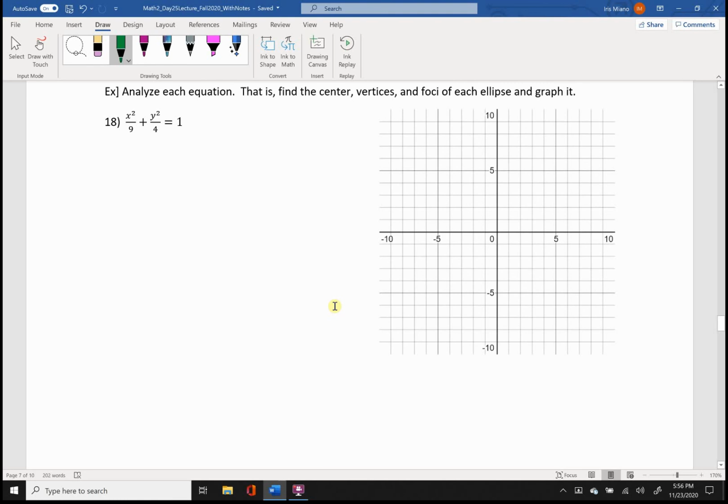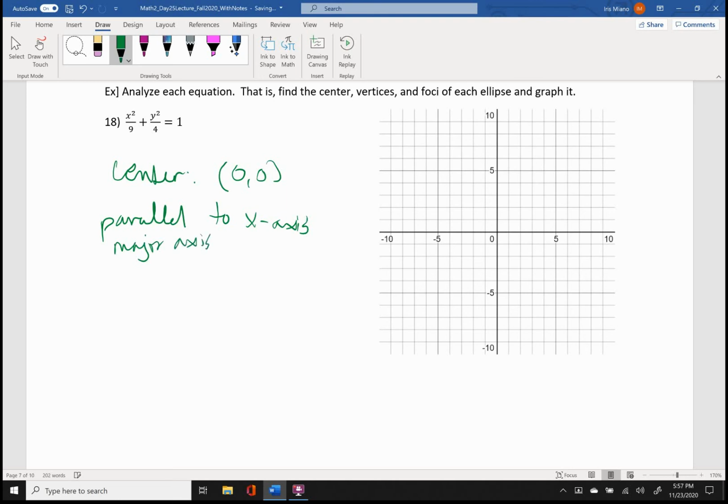Okay, let's dive into our first example. We're going to analyze this equation, find the center, vertices, and foci of each ellipse, and then graph it. We know by virtue of having no transformations on the x and the y directly that we are centered at 0, 0. Furthermore, the major axis is parallel to the x-axis because the larger of the two denominators is with the x squared term. It's wide, therefore, is basically the way that I describe it.